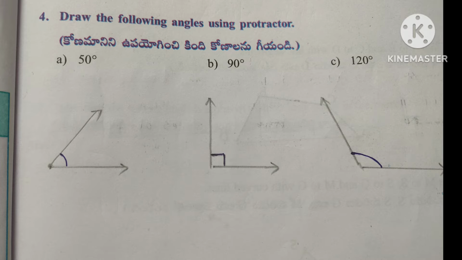Fourth question, draw the following angles using protractor. Here given angles are 50 degrees, 90 degrees, and 120 degrees. Here you have to use the protractor and ruler, and you have to draw the angles like this.